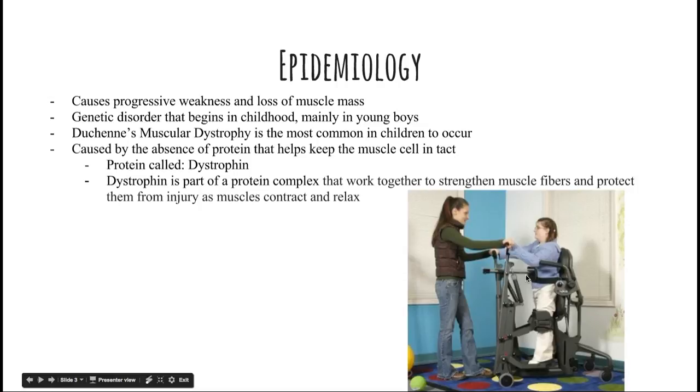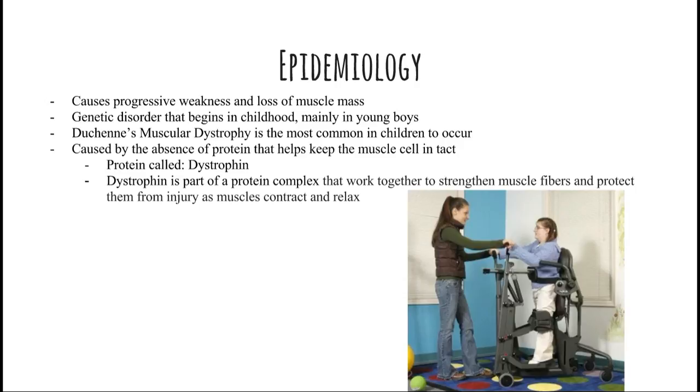Next up is the epidemiology. It causes progressive weakness and loss of muscle mass. It's a genetic disorder, so it is passed down. Duchenne's muscular dystrophy is mainly in childhood, mainly in young boys. Young women can get it as well. Duchenne's muscular dystrophy is the most common in children to occur.